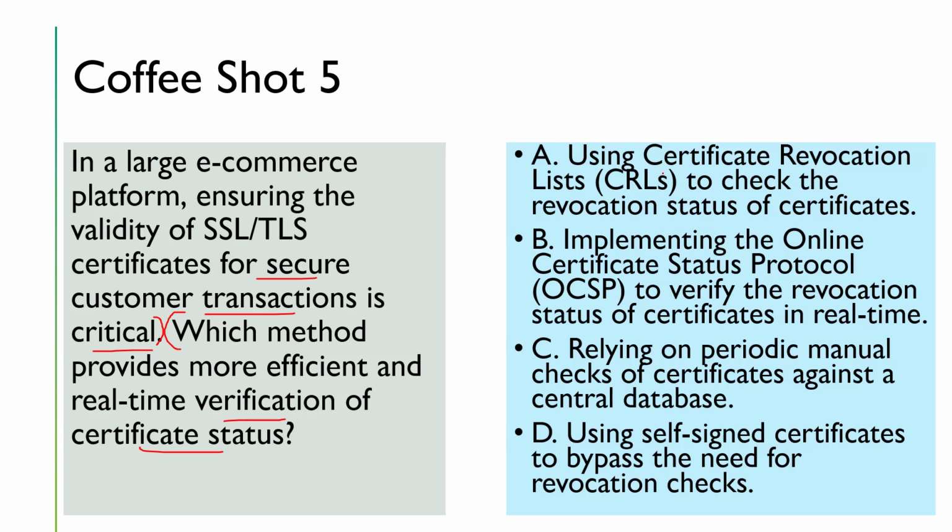Now option A, using a CRL to check the revocation status of the certificate, but CRL is an offline process, and if it's not updated, you have to download the list on a regular basis. Option B, implement OCSP to verify the revocation status of the certificate in real time, which is true. Option C, rely on periodic manual checks of the certificate against the central database. No, it can be done by two ways, CRL and OCSP, but it always has a latency issue. And option D is using a self-signed certificate to bypass the need for revocation checks. This is a threat for the company. Otherwise, anyone can create a self-signed certificate and pass the data. So the question talks about verifying certificate status, and that's the reason the answer is B for beta.